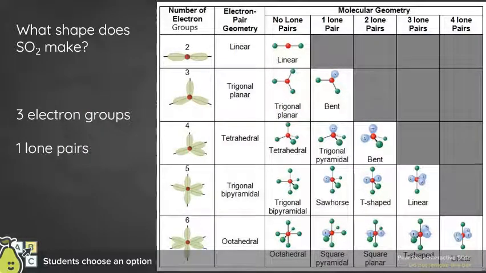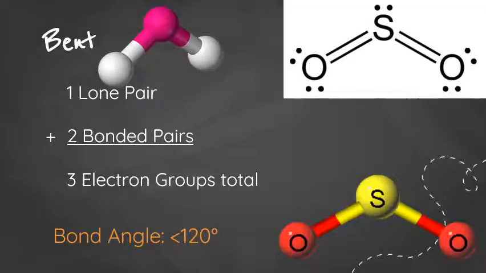So now what shape does sulfur dioxide make? It's got 3 electron groups and 1 lone pair. So we're going to find the one for 3 electron groups, and then we see 1 lone pair. It's going to create a bent shape. So sulfur dioxide is going to be bent. So when we had carbon dioxide, it was a straight line at 180 degrees, but now we've got that extra lone pair, and that extra lone pair does not want to be next to bonding pairs, so it's going to push those bonded pairs away from itself to create a bond angle of less than 120 degrees. So it's going to look like this, just a bent shape.